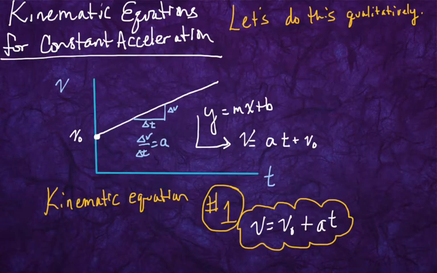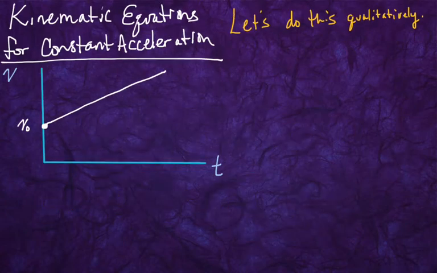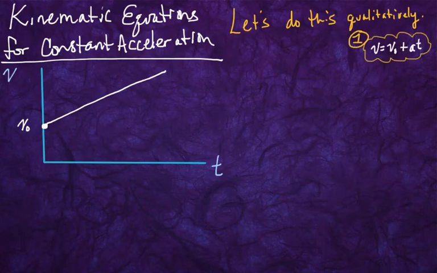We're there. Congratulations. We did this qualitatively. We've come up with v equals v naught plus at, which is really just y equals mx plus b, except we're actually using it now. And so, there it goes. We put it up there in the corner. Right here is equation number 1. And we're going to move on.